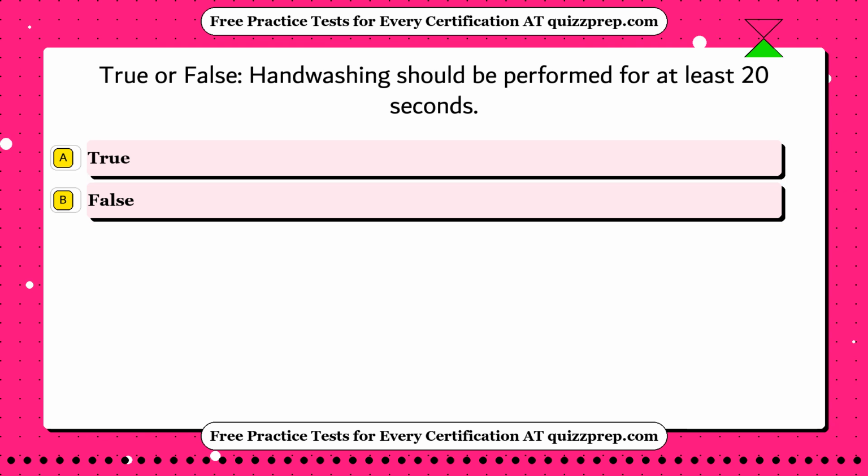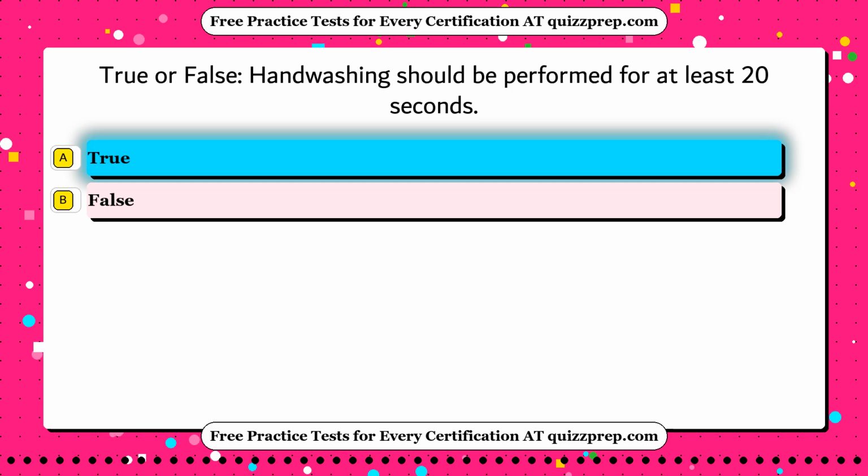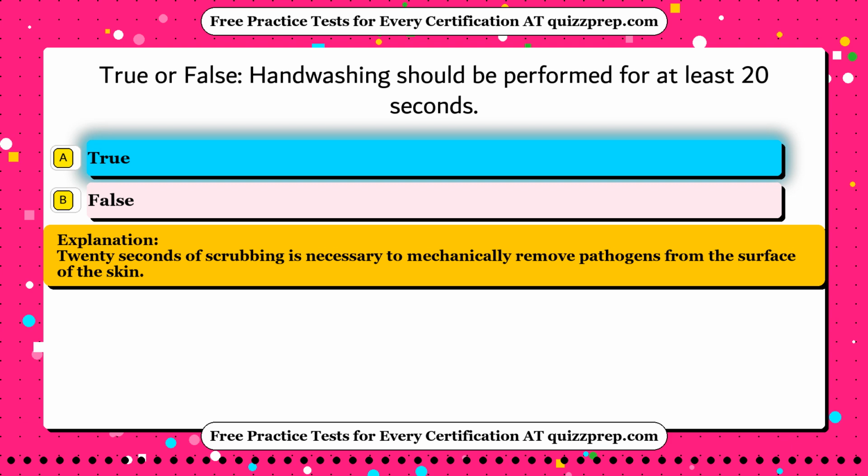Question 53. True or false, handwashing should be performed for at least 20 seconds. Option A, true. Option B, false. The correct answer is option A, true. 20 seconds of scrubbing is necessary to mechanically remove pathogens from the surface of the skin.